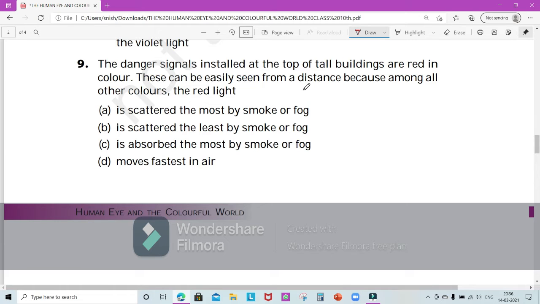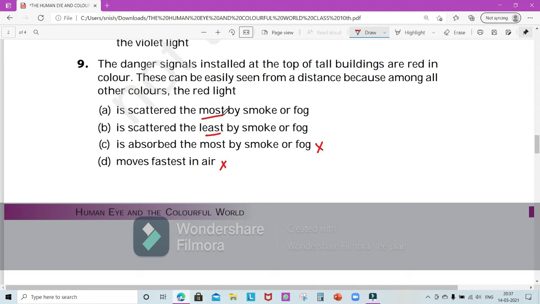These can be easily seen from a distance because, of all other colors, the red light is scattered the most, or the least, or is absorbed the most, or moves faster in air. There's no sense in saying that it moves fastest in air, because they have the same speed. Is it absorbed the most by smoke or fog? It's wrong, because if it's absorbed, then the light can't reach our eyes, and there's no sense in telling that it's red light, right? Now, is it scattered the least or the most?